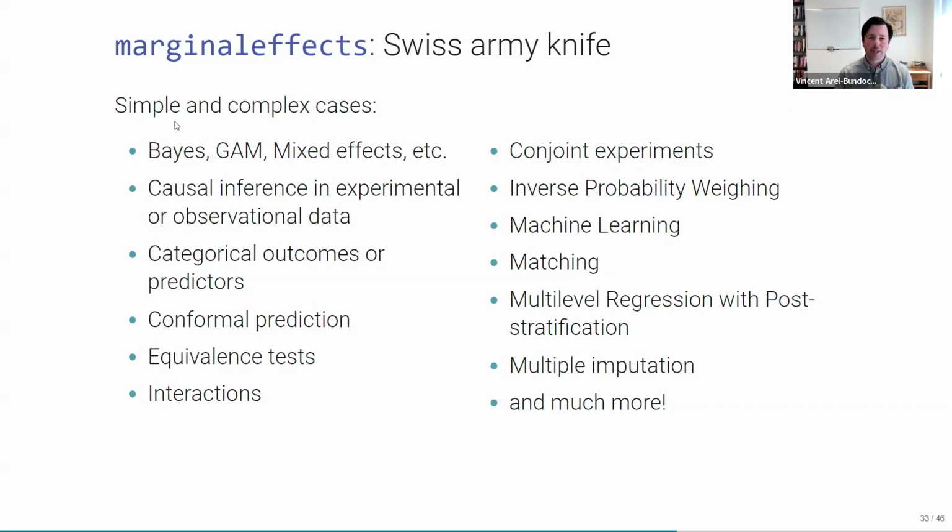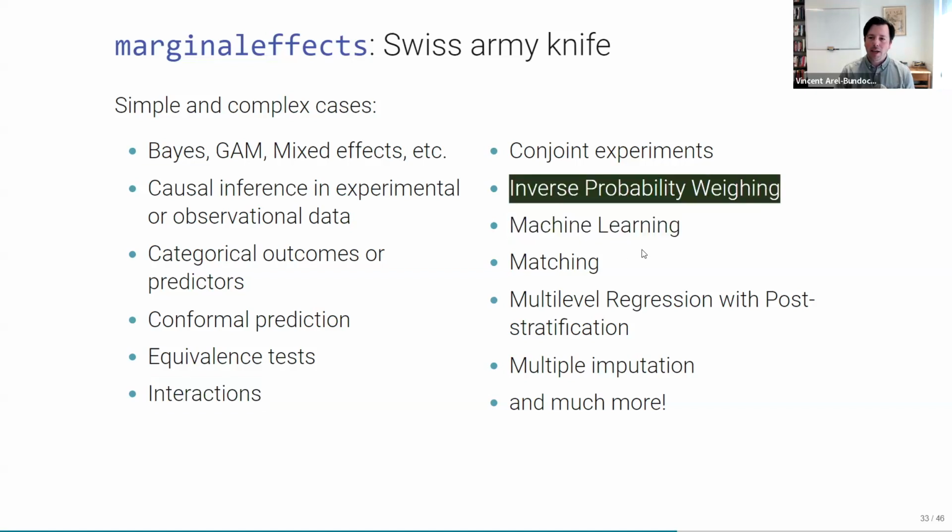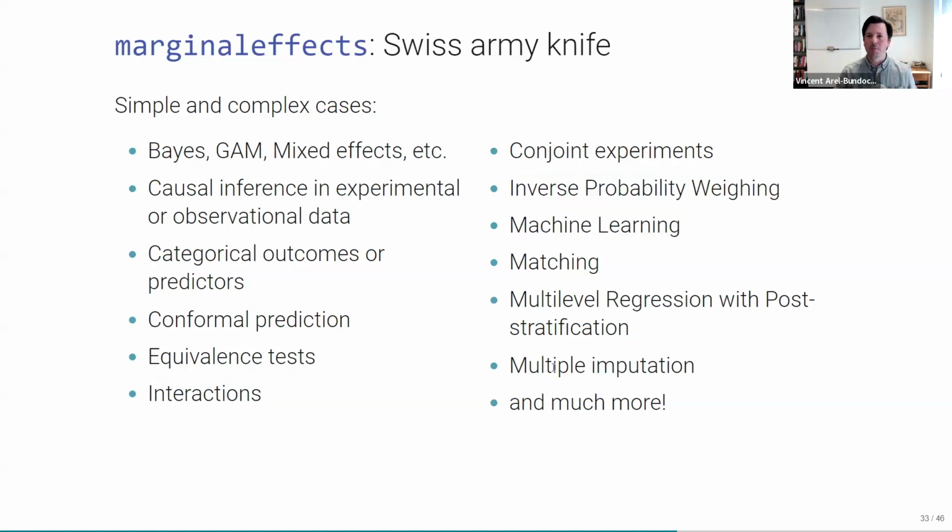All right. So just to give you a sense of what you can do with this. With marginal effects, you're going to be able to interpret the results of simple GLM models like the logistic regression models, but all these complex models are supported. A bunch of stuff for causal inference. So if you ever heard of something like G computation, that's super easy to do. The categorical outcomes are supported, of course. Equivalence tests, interactions. So if you're interested in effect moderation, for example, does this treatment work better for men or women or something like that? Supported. Conjoint experiments, which is a type of survey experiments. Inverse probability weighting, machine learning, matching, multiple imputation, a bunch of things are supported.